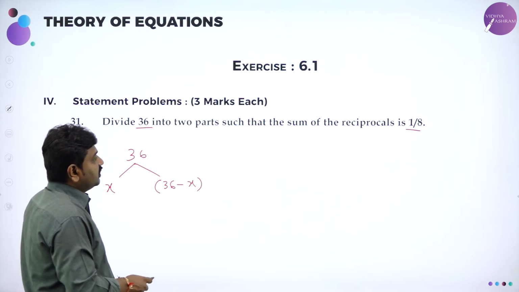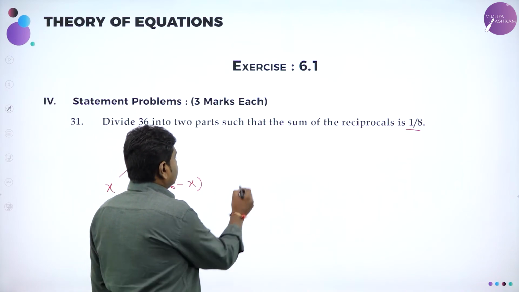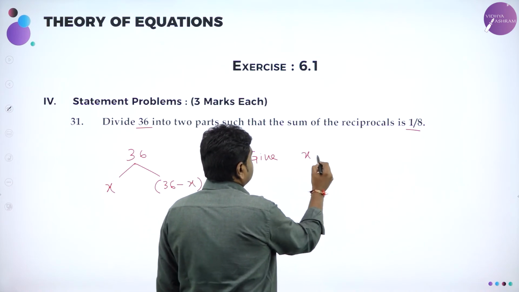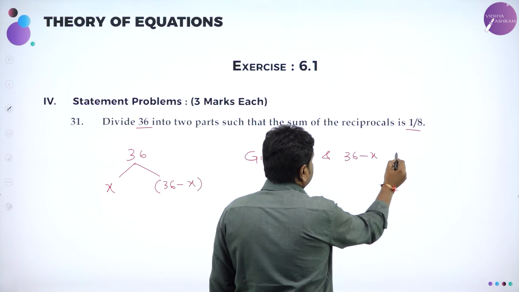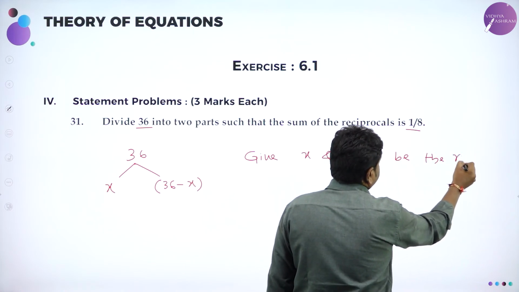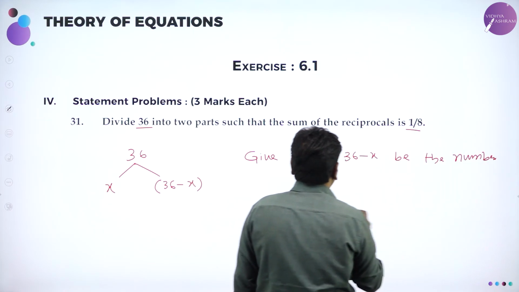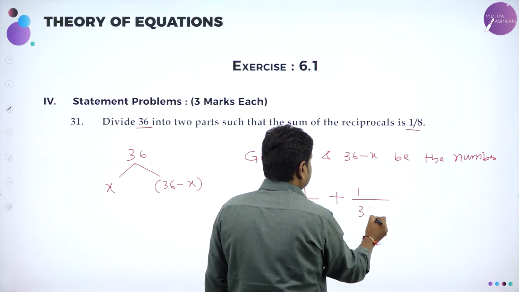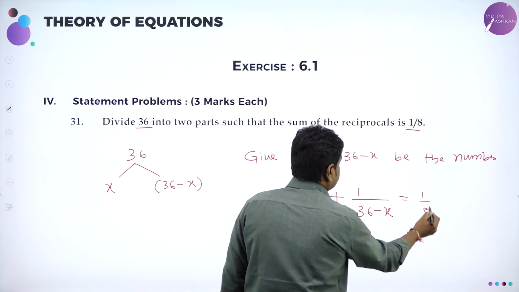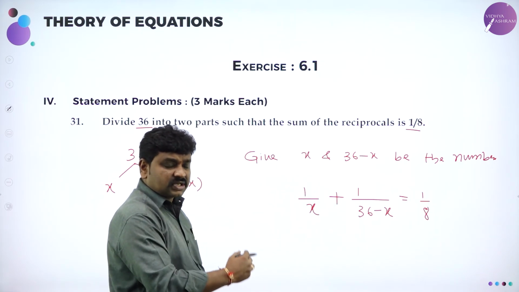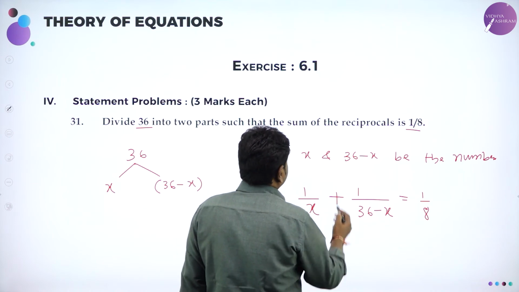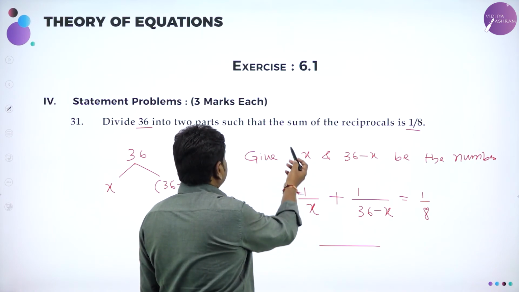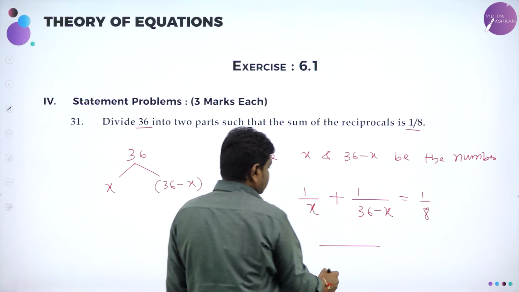So now their sum is the sum of reciprocals. First I'll take the two parts as x and 36 minus x. What is given? The sum of the reciprocals: the reciprocal of x is 1 by x, and the reciprocal of the other is 1 by 36 minus x, and that is 1 by 8. This is given. Now we have to take the LCM, simplify and get the answer. So the sum of their reciprocals is 1 by 8.